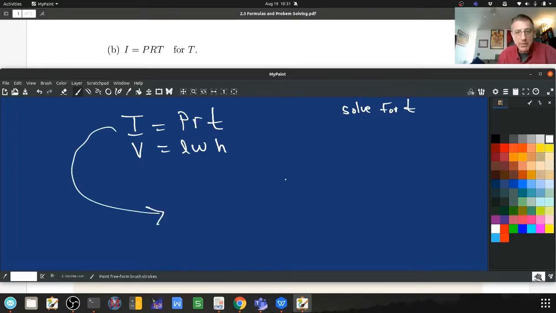So down here I'm going to divide both sides, that's an I, by P and R. And that's going to be equal to P times R times T, but I divided both sides by P times R.